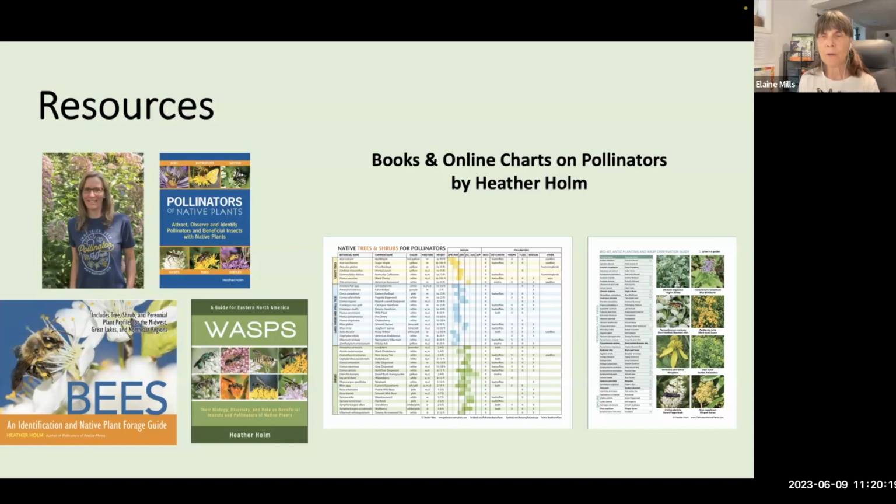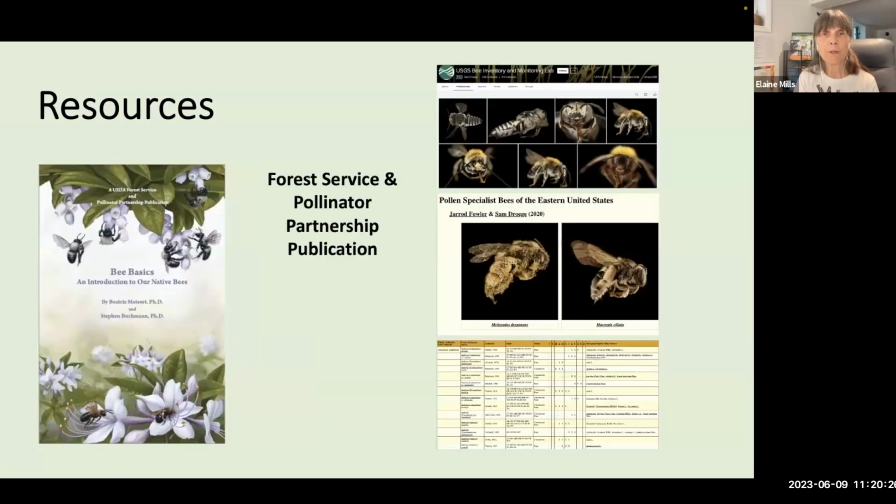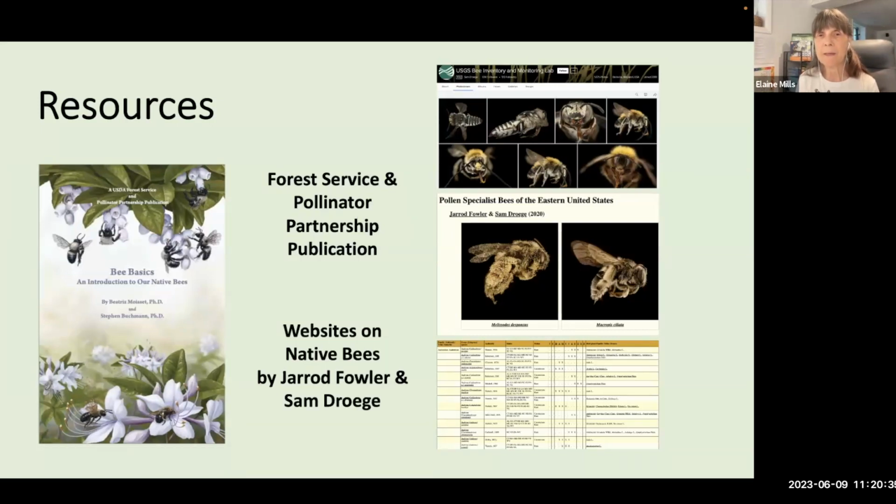And online, you can refer to charts on plants. This Forest Service publication just gives some nice, very brief bee basics. And then there are several websites on native bees put together by Jared Fowler and Sam Droege. You'll see fantastic close-up photographs of all the species of native bees. And if you would like to provide special support for them, there are detailed lists of the plants for those specialist bees.